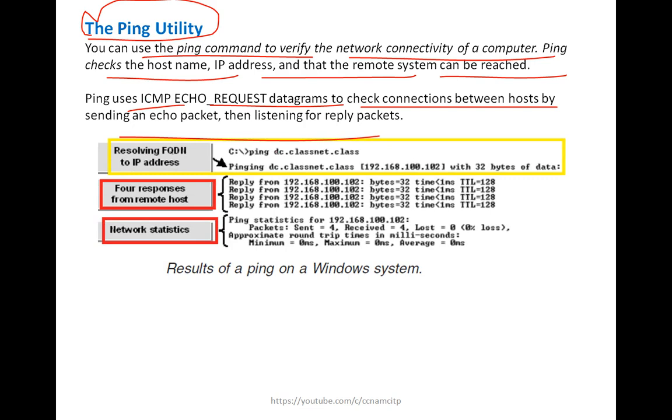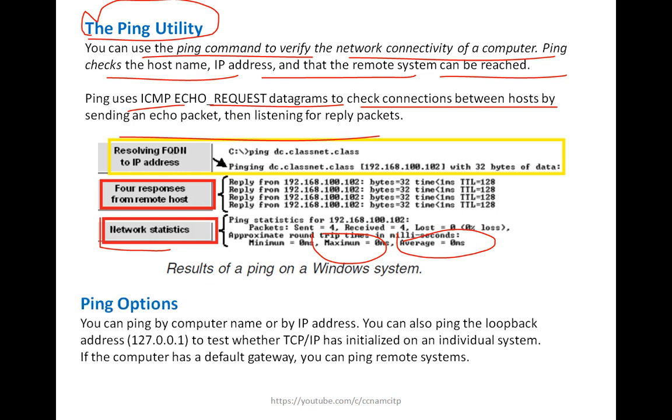This is ping. See, for example, I'm pinging dc.classmate.class. It will give you a reply saying yes, it is available, it is replying from this IP address, and these are the network statistics, like packets received, how many packets lost, approximate round trip time, and lots of other things will come here. This is the average speed, or this is the maximum, we can find through that ping. This is the result of ping.